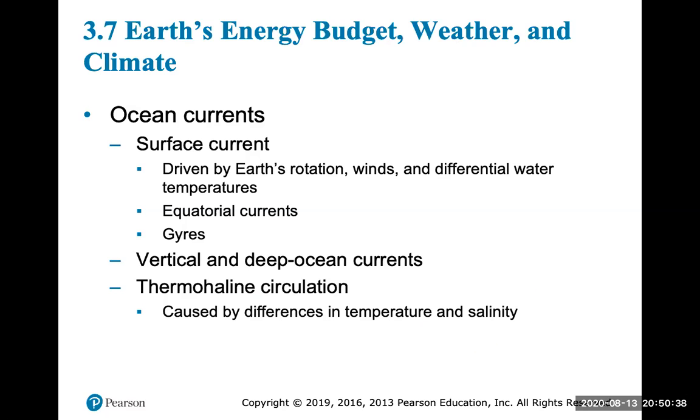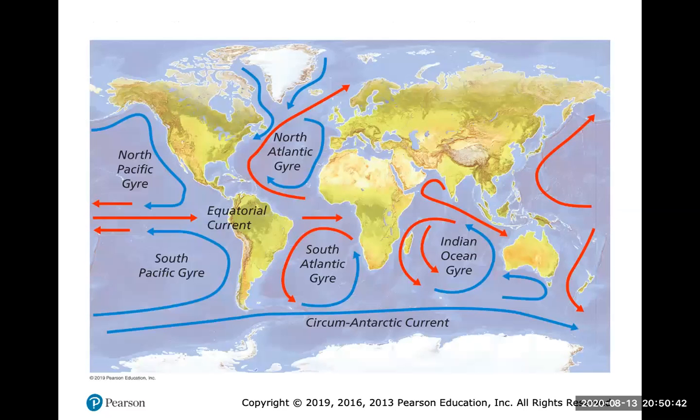We have surface currents and vertical and deep ocean currents. This is a look at these currents. The red arrows look at warm water. So you can see how the red arrows will start around the equator, where the direct sunlight will heat that water, and the red arrows will take that warm water north and south, and then the blue arrows start from the poles and bring cold water towards the equator.